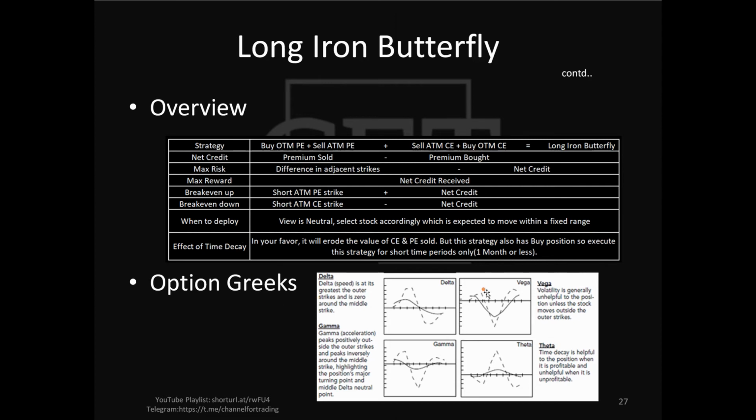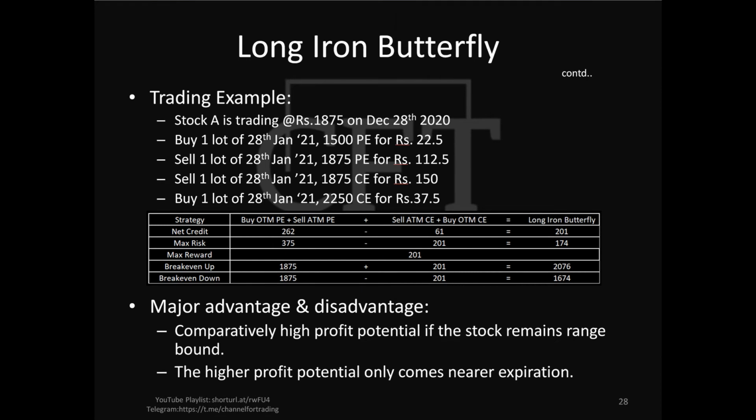And option Greeks, these are the values for delta, vega, gamma and theta. It is self-explanatory, so I'm not spending time on this one. You can just pause the video and go through these values. Now let's see the trading example. Here is the interesting part for this strategy.